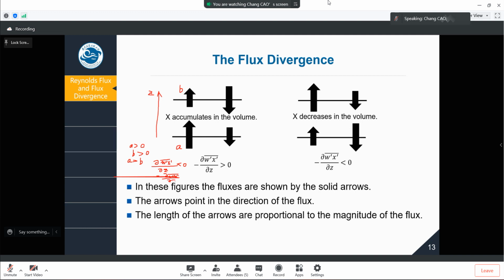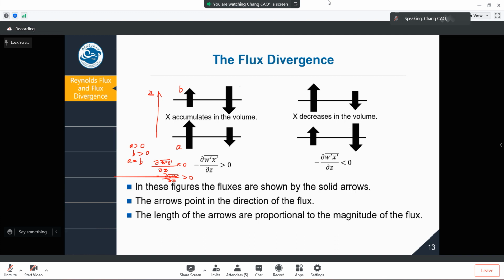Can you understand this? Give me some feedback. Thank you. Okay, can you give me some feedback? Okay, so this is for this condition. What about this one? That's the same. Okay, that's the same. I will write it in another color.